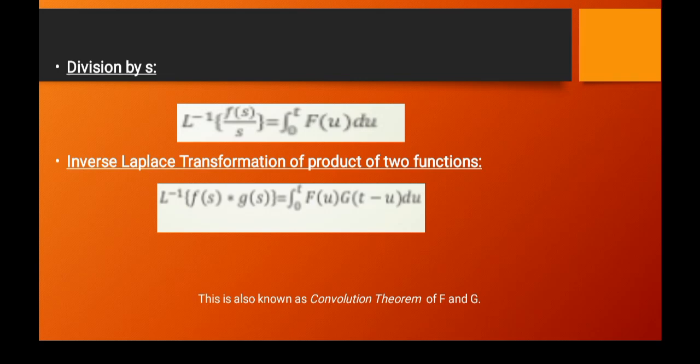The inverse Laplace transformation of the product of two functions is also known as the convolution theorem of f and g. So if I have to take the product of those two functions, it will give me the integral with limit 0 to t of f of u and g of t minus u du.